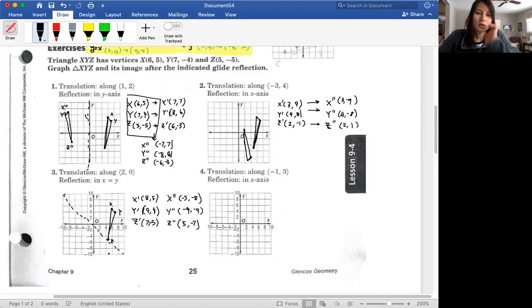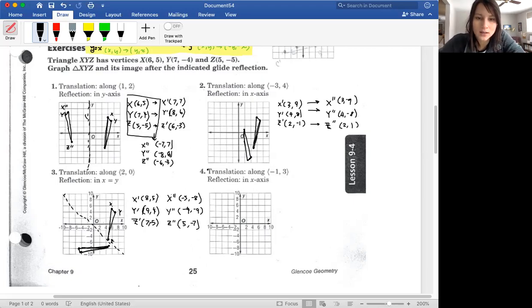Okay, so let's plot our points. -5, -8, -4, -9, and then 5, -7. Cool. Okay, that's what it looks like right there. I know my drawing's not the best, but there it is. Okay, so there's a reflection there.